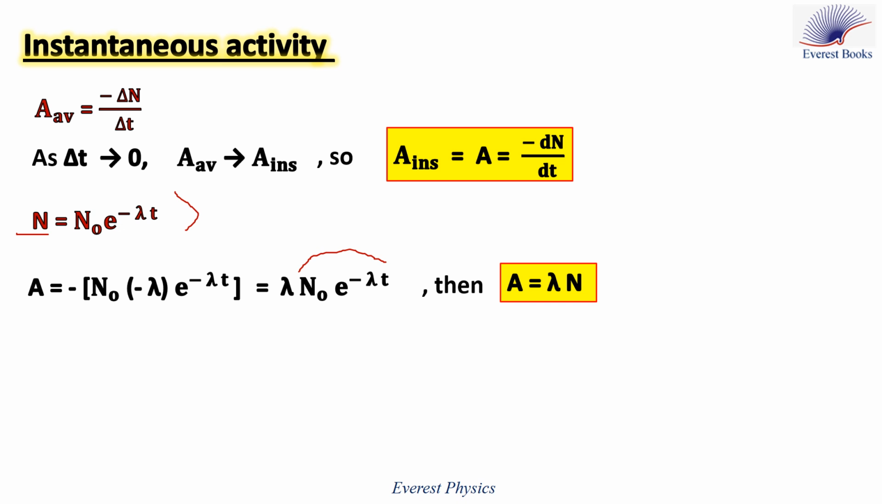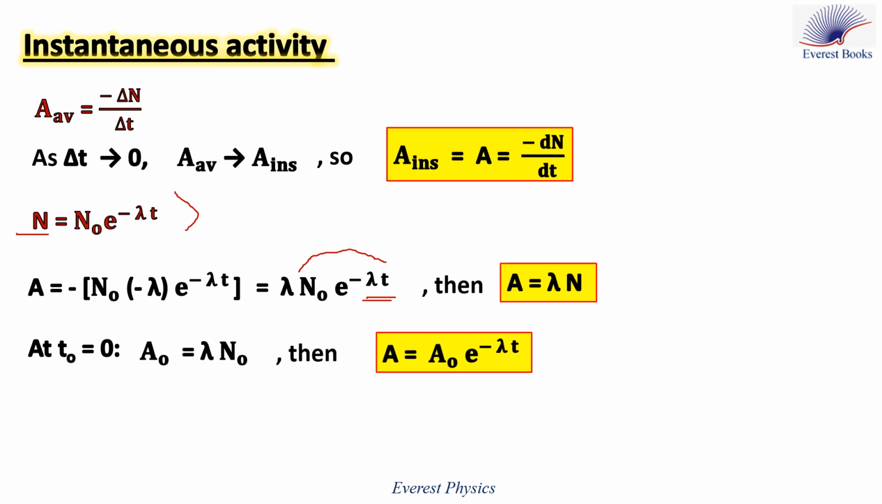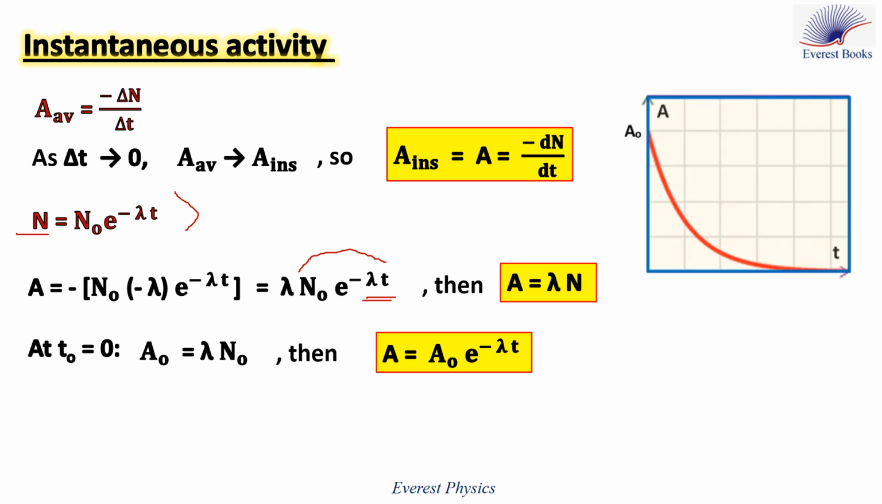Now we need to get A0. So replace t in this expression by 0. You get A0 equals lambda N0, because e to the power 0 equals 1. Finally, this gives A equals A0 e to the power minus lambda t. So we replaced lambda N0 by A0. This formula has another form, A equals A0 over 2 to the power n. So the instantaneous activity decreases exponentially with time.